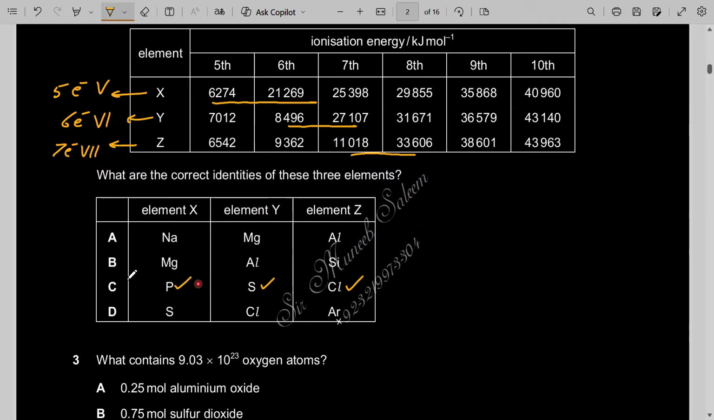So these three elements have three ticks. That's why the correct option becomes option C.